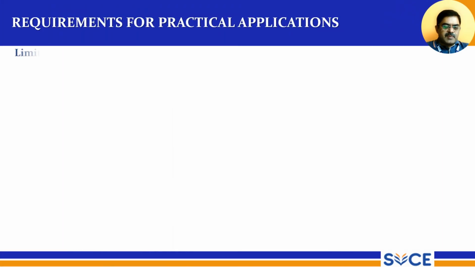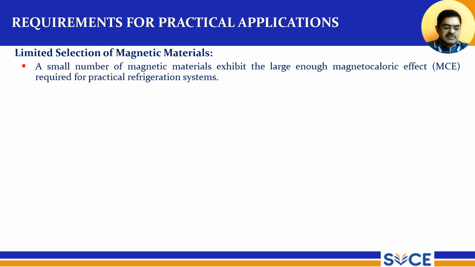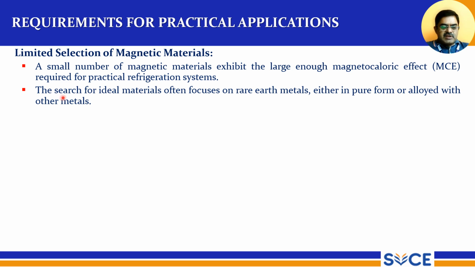So requirements for practical applications: limited selection of magnetic materials. A small number of magnetic materials exhibit a large enough magnetocaloric effect as required for practical refrigeration systems. The search for ideal materials often focuses on rare earth metals, either in pure form or alloyed with other metals.